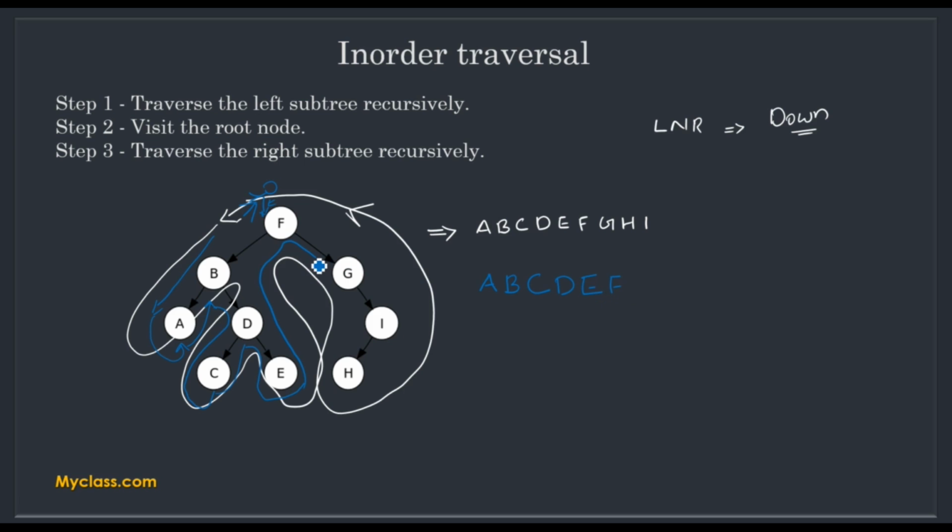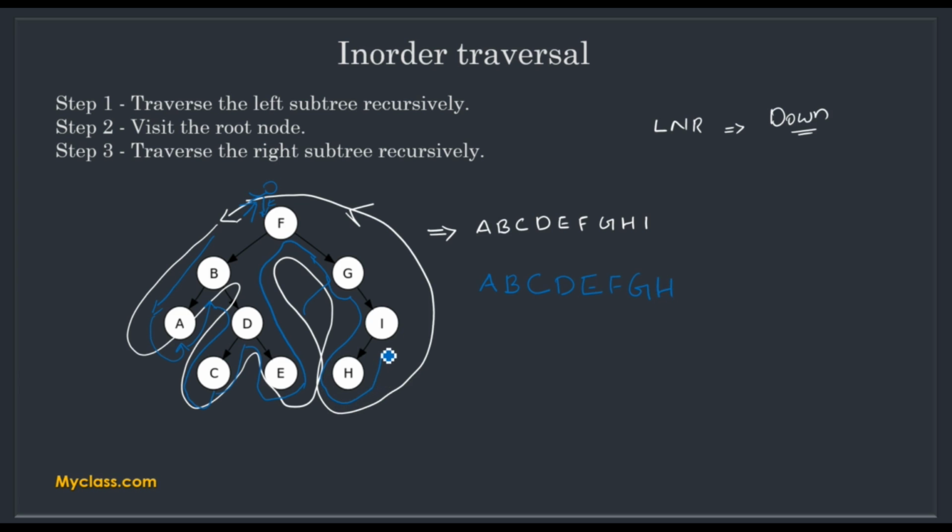So processing F. Now G, if G has a left child, we are going through like this. Now G does not have a left child, so now G is at the top of our head. So we are down to the node G. So we are processing G. Next, I is on the left side. Now we are under H, so we are processing H.